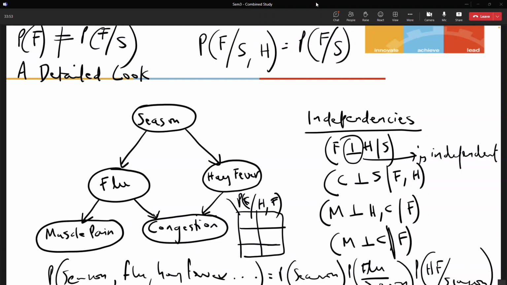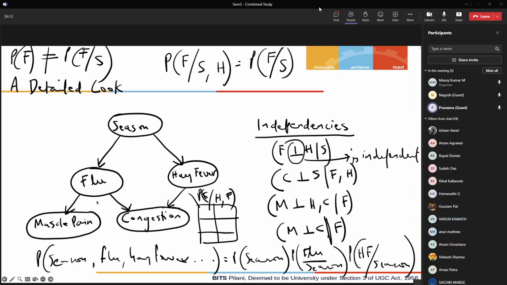Why are they taking 64? That's the normal method of taking. Because I would have had all the combinations. Season, flu, I mean, flu equal to yes, flu equal to no. Season, hay fever equal to yes, hay fever equal to no. Season, flu, muscle pain. Season, flu, congestion, again two combinations of values. Season, hay fever, flu, muscle pain. Season, hay fever, flu, congestion. Again, two values. So all those combinations would have been there.